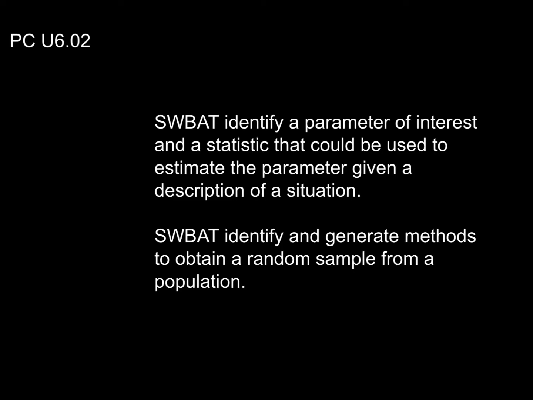So the things we want to do: identify a parameter of interest and a statistic that could be used to estimate the parameter given a description of a situation. A lot of stuff going on there. I would suggest rereading these after the end of the lesson. It's not going to be very long, and that way you'll understand a little bit better. And identify and generate methods to obtain a random sample from a population.